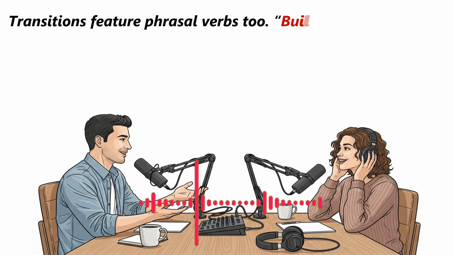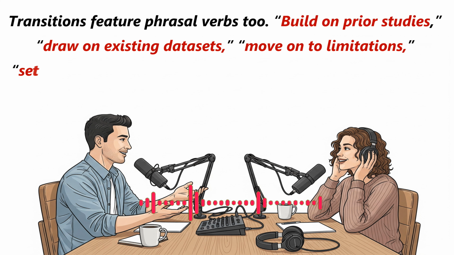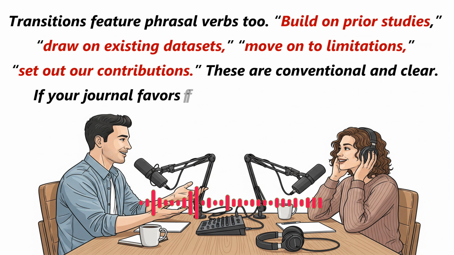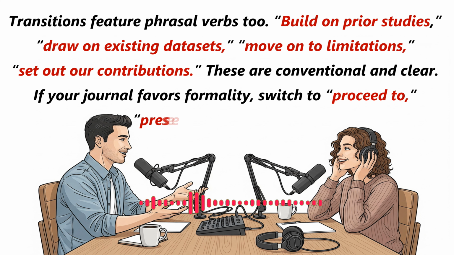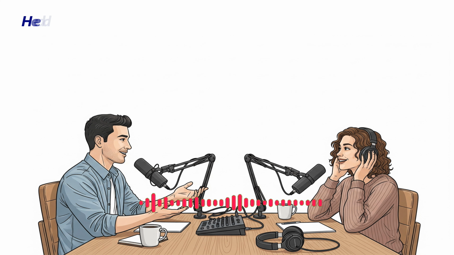Transitions feature phrasal verbs too. Build on prior studies, draw on existing data sets, move on to limitations, set out our contributions. These are conventional and clear. If your journal favors formality, switch to proceed to, present, or summarize.